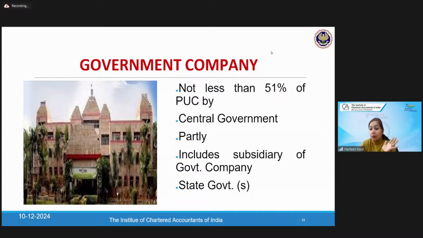So now listen to the question carefully. 25% of the shares are held by state government in AB Limited and 25% of the shares are held by central government. Will AB Limited now become a government company? Yes, ma'am, or no, ma'am?